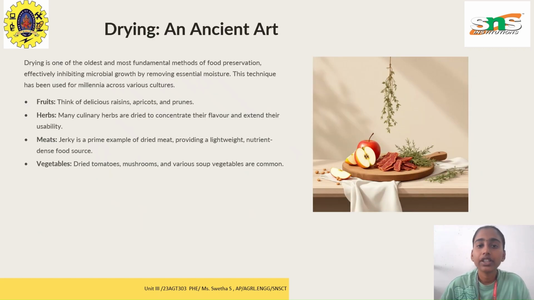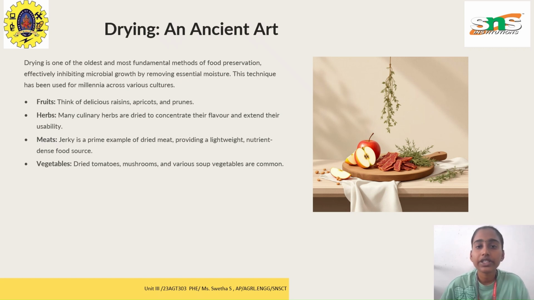And the first one is drying. As we all know, it has been used since our ancestors. It is one of the oldest and most fundamental methods of food preservation. It effectively inhibits microbial growth by removing essential moisture. Various types of drying are now available. Previously sun drying was used. Now we are using solar drying, thin layer drying, fluidized bed drying, oven drying, vacuum drying, and so on. So we generally use drying in various fields.